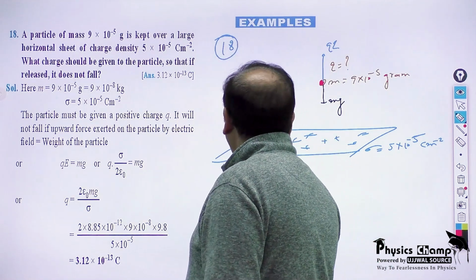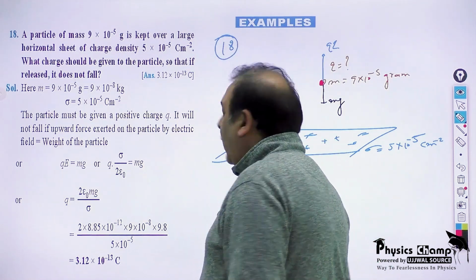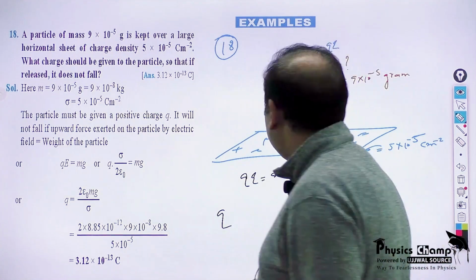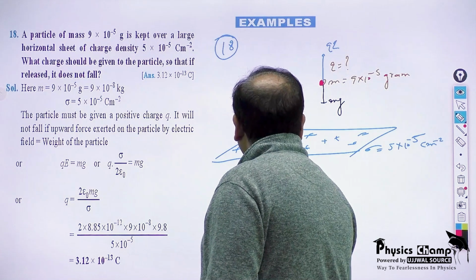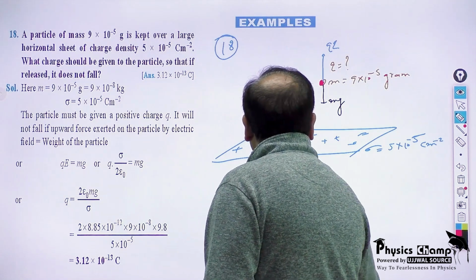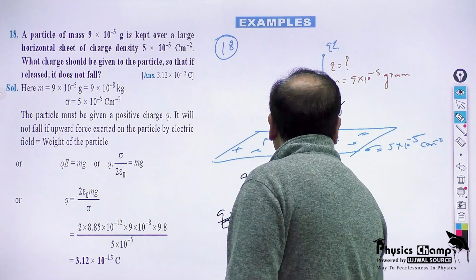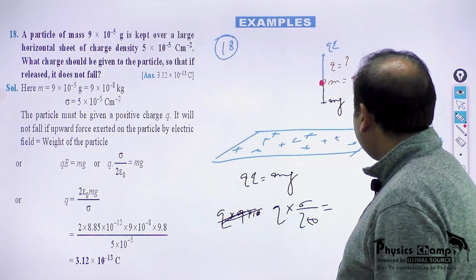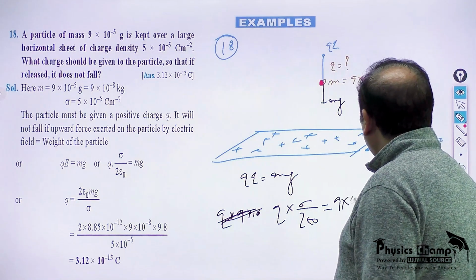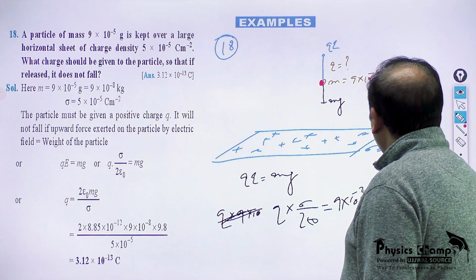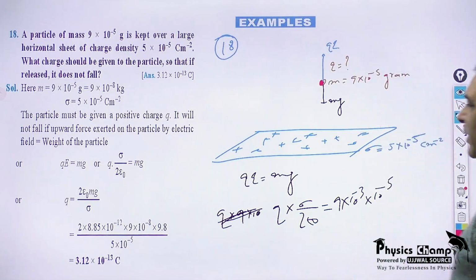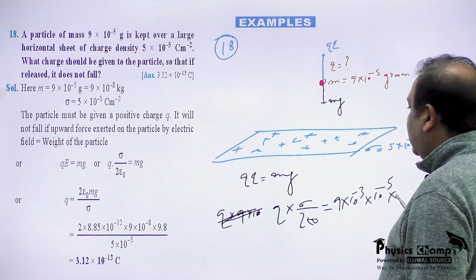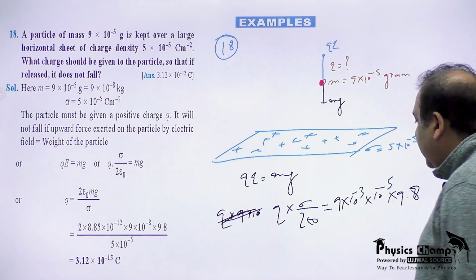Now charge, how much charge should be given to this mass? The mass is 9 into 10 to the power minus 5 gram. So QE, where Q is the charge and the electric field is sigma by 2 epsilon naught, must balance the weight. So 9 into 10 to the power minus 3 minus 10 to the power minus 5, then only we will have this mass in kilograms, into g. Let's put the value of g as 9.8.